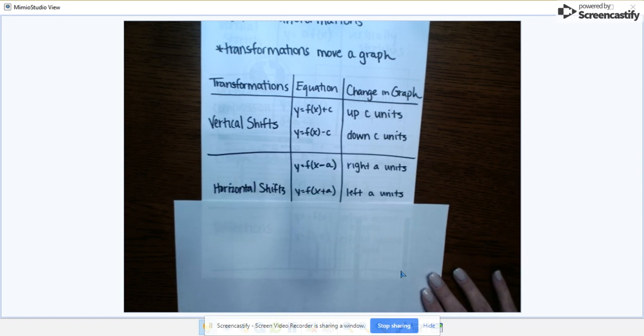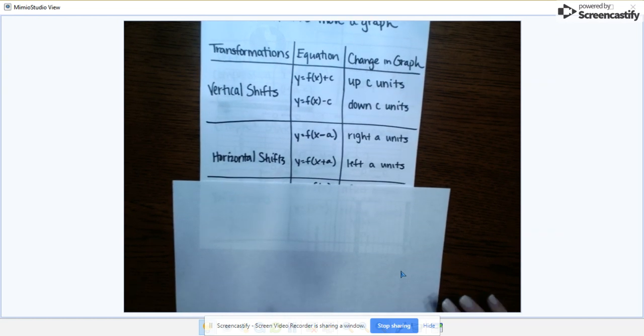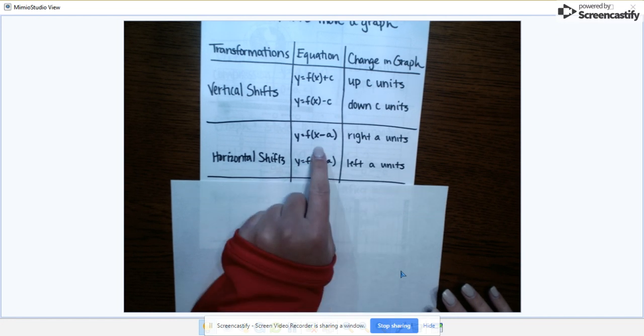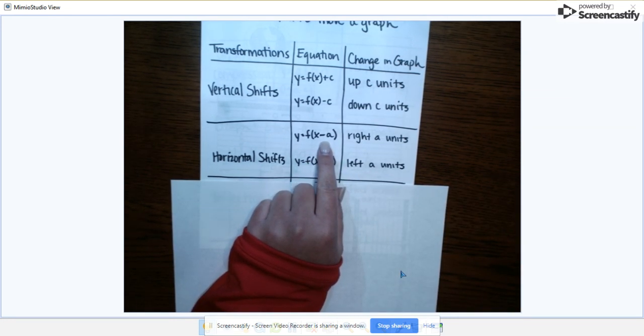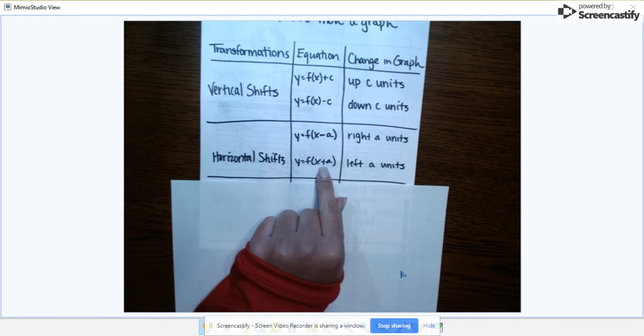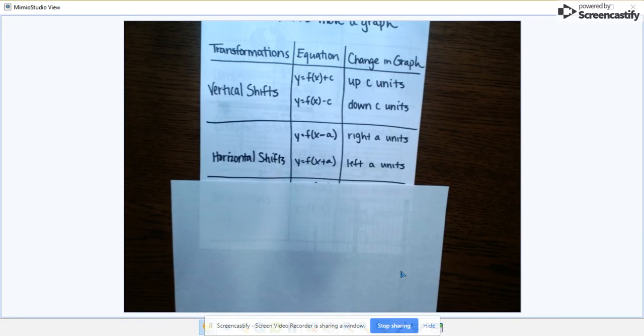Next, we have horizontal shifts, and horizontal means we're moving left and right. If within your function you have a minus a, that means you're actually moving to the right a units. And if you have a plus a on the inside of your function, you're going to move left a units.